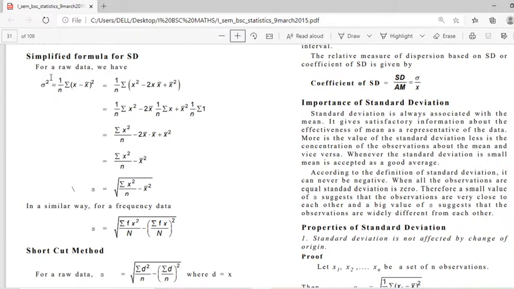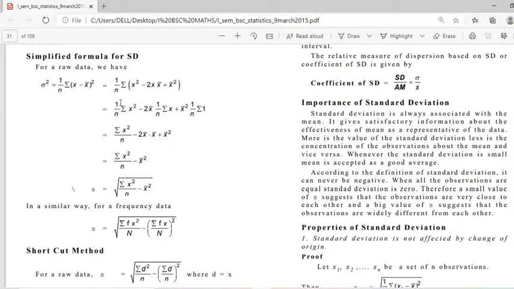Sigma square is usually called the variance. It is not mentioned in this section, but the square of the standard deviation is usually called variance. So sigma square, the variance, is equal to 1 by n into summation i from 1 to n of xi minus x bar square. Expanding the square term, that is xi square minus 2 xi x bar plus x bar square.